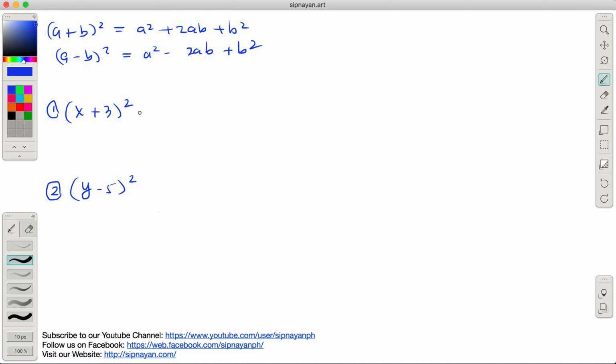Okay, so ito, ibig sabihin nito, square natin yung x. So, this is x squared. And then plus 2 times the product of x and 3, 2 times x times 3. And then plus, we square this, 3 squared. So this is equal to x squared plus, what is 2x times 3? 2 times 3 is 6 times x, 6x. And then plus, what is 3 squared? 9.